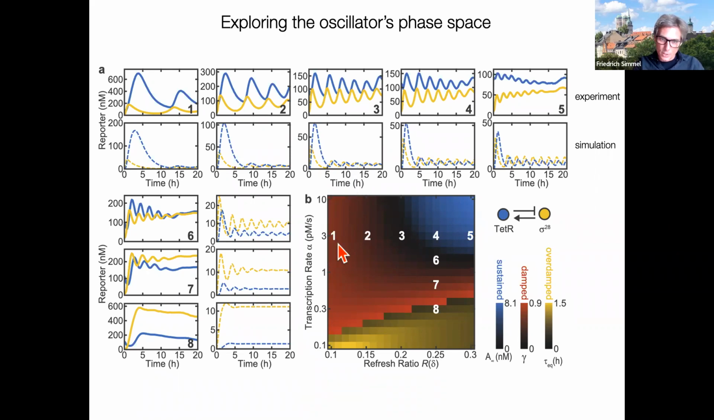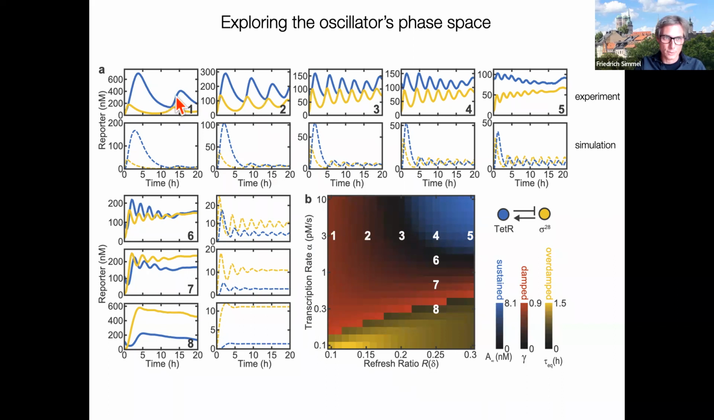And with that, we can actually then screen the parameter region. What you see here is the refresh ratio, which is actually controlled by the amount of fluid we exchange per cycle. And the transcription rate here, alpha, is something that we cannot control so well, but it can of course also be tuned with inducer, for example. And here you see different examples of our oscillator in different parameter regions.